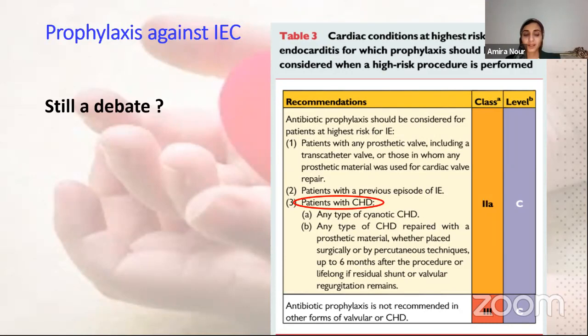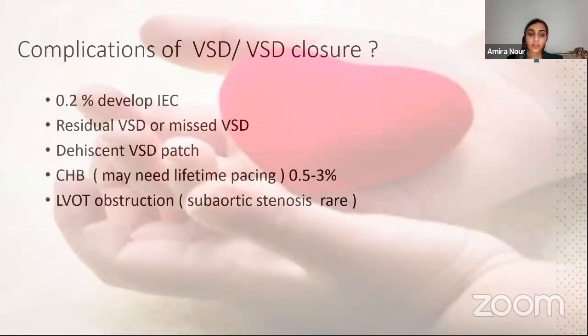I just want to give a small hint about complications of VSD or after VSD closure. That's why you should follow up the patient after either percutaneous or surgical closure. I said that 0.2% of patients with native VSD might develop infective endocarditis.